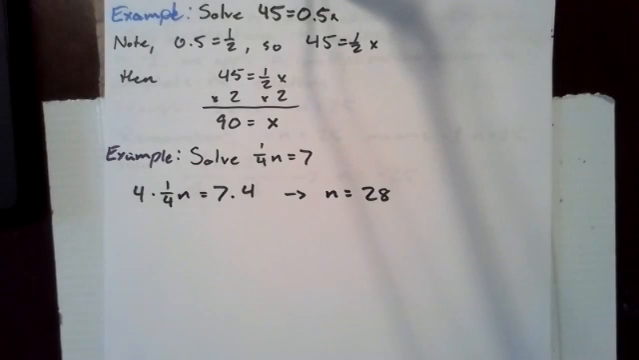If we instead have 45 equals 0.5x, I'll note that 0.5 is 1/2, so 45 equals 1/2 x here. Then, if we multiply both sides by 2, we get that x is equal to 90. If we have 1/4 n equals 7, we can multiply both sides of the equation by 4 and get n is equal to 28.